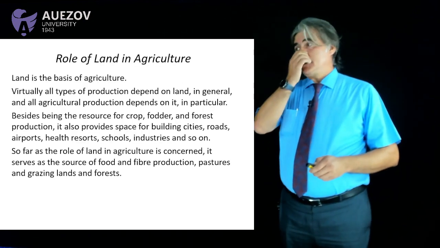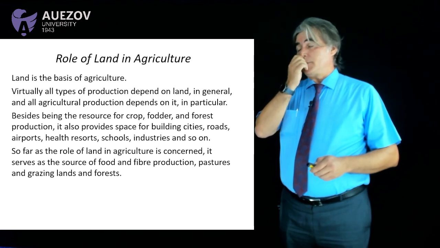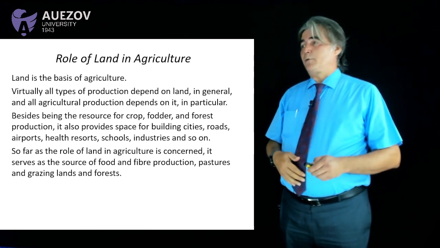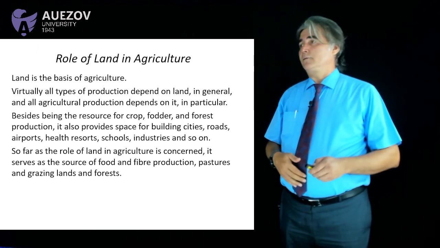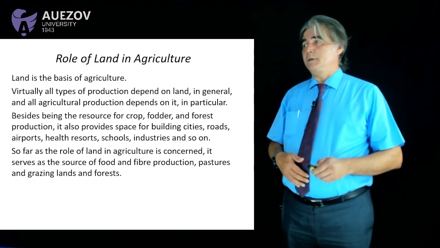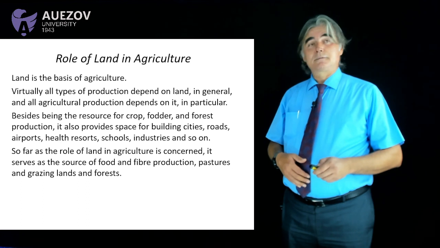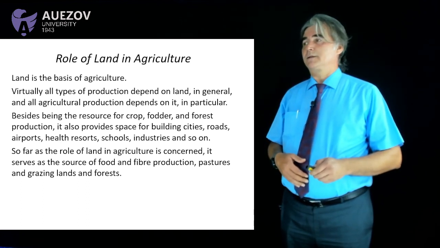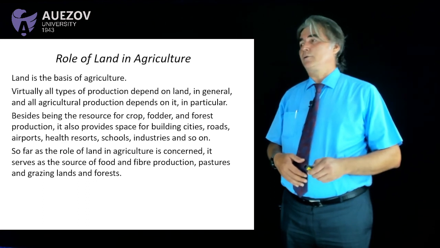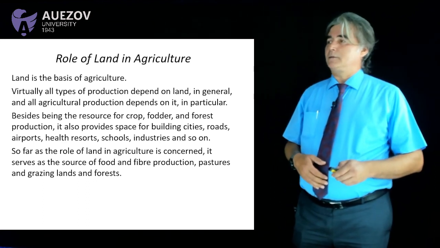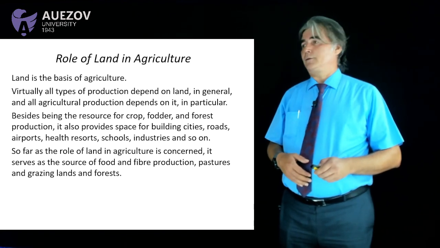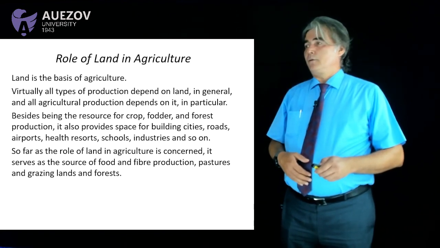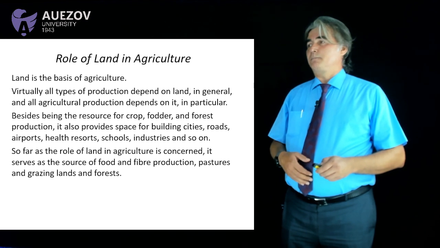Land is very essential for agriculture. All types of production depend on land, so all agriculture production depends on land in particular. Also, land is the resource for crops, fodder, and forest production, and provides space for building cities, roads, airports, health facilities, schools, industry, and so on. So, that is the role of land in agriculture.